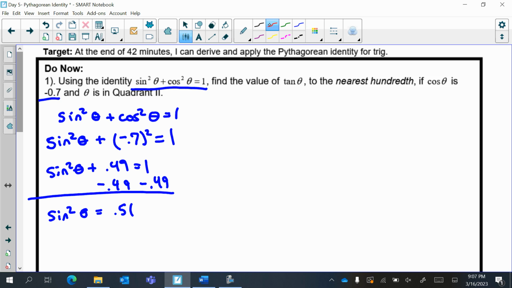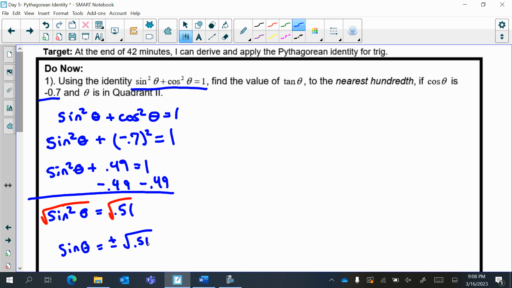You're going to take the square root, and we're going to get sine, because the radical undoes the exponent. I get sine theta equals plus or minus the square root of 0.51. I'm not putting that in the calculator yet. Even though it says round to the nearest hundredth, you're supposed to save the rounding at the end. If you round too early, you might get an overly rounded answer for which you'll lose 0.4.